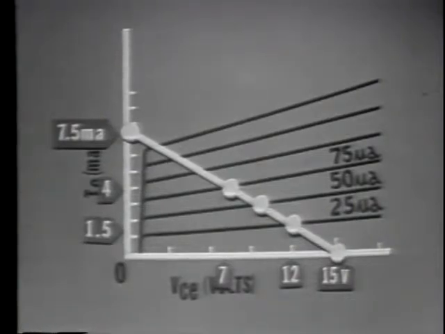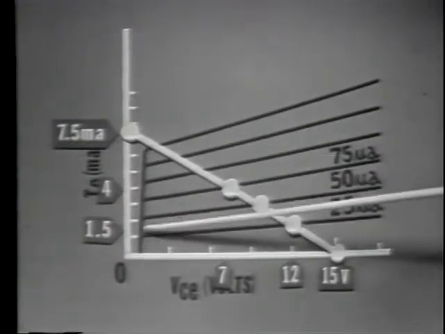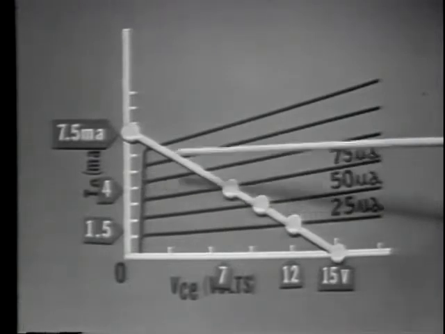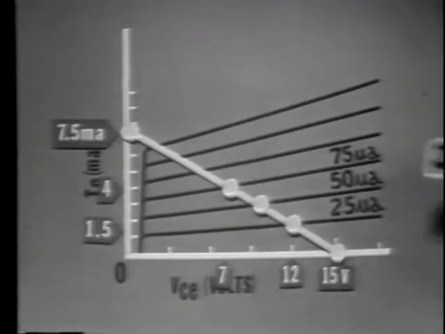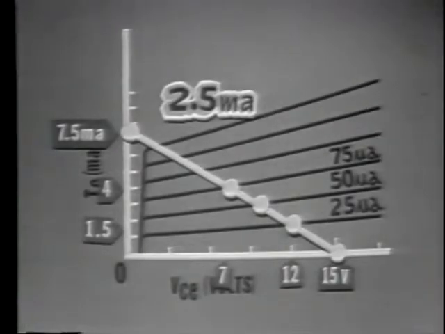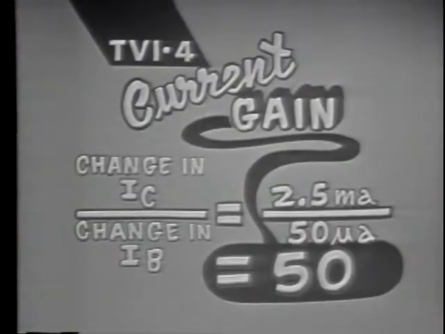From the graph, we have indications that a base current change of 50 microamps peak to peak causes a collector current change from 1.5 milliamps to 4 milliamps, or a total current change of 2.5 milliamps peak to peak. Well, with a 50 microamp change in the input and a 2.5 milliamp change in the output, what's the current gain? All we have to do is divide the change in the input current into the change in the output current. The current gain is 50.